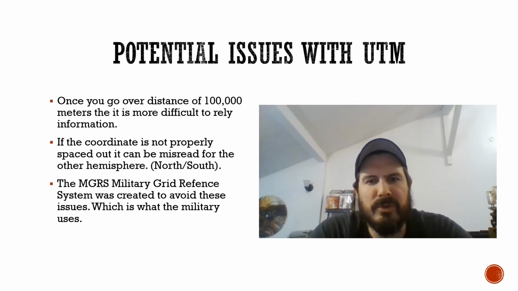All right, there's a couple small issues with the UTM, and that's why MGRS was made. Going over distances of 100,000 meters is kind of difficult to relay that information because of the way the numbers line up. We'll show you a little bit later here. And you could also have the same coordinate in the northern and the southern hemisphere. So that's a big deal for the military guys, which is why they came out with the MGRS.